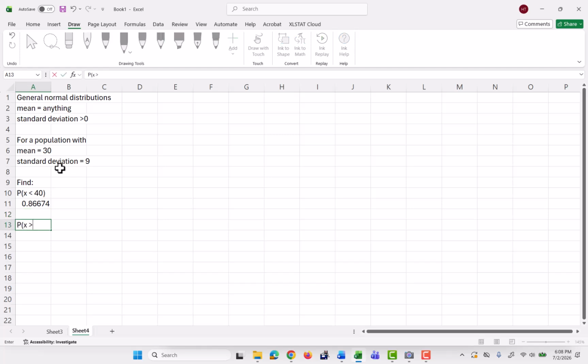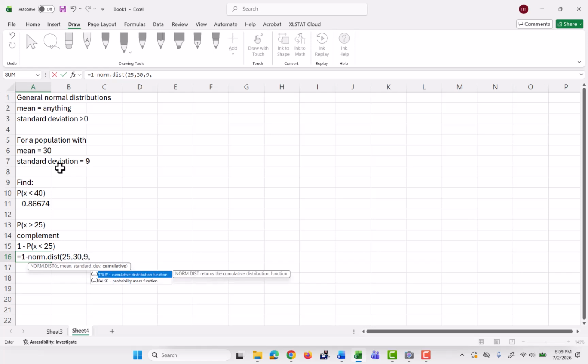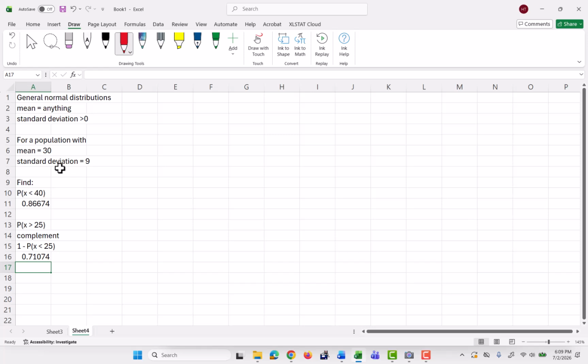Probability of x being greater than 25. Well, again, the normal probability function in Excel only does less than, only does left tails, so we have to use a complement. This is 1 minus the probability that x is less than 25. So that's what we're going to enter in the function here, 1 minus norm.dist. 25 is our x value, a mean of 30, and a standard deviation of 9, and true for cumulative. So there we get that probability of 0.71074.